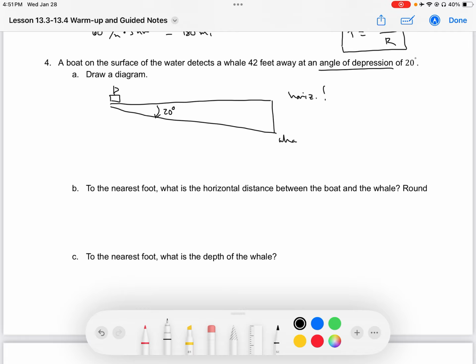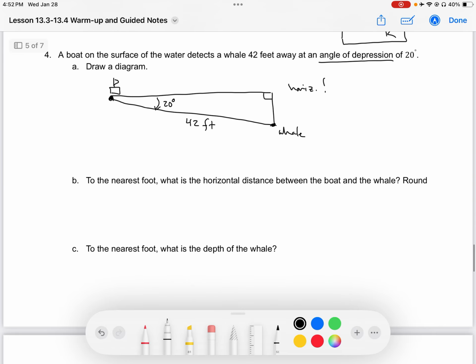Okay, we've got a whale here. Now it's 42 feet away. We're always going to assume that if it's 42 feet away, that's the straight line distance, not the horizontal distance, but the straight line distance. If we look straight at the whale, that's 42 feet. So that is our diagram. If you put 42 feet up here, that is a very reasonable mistake to make, but that would be the horizontal distance. And we want the straight line distance. The shortest way to get to the whale is along the hypotenuse, and that is the 42 feet.